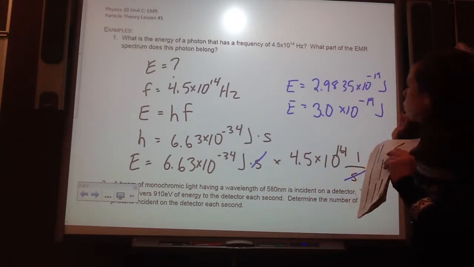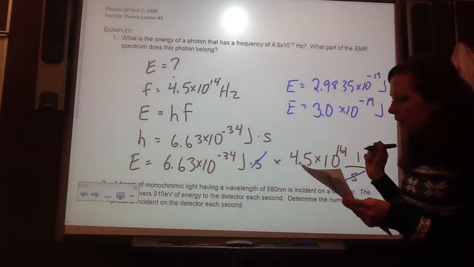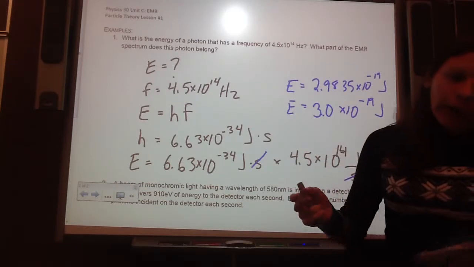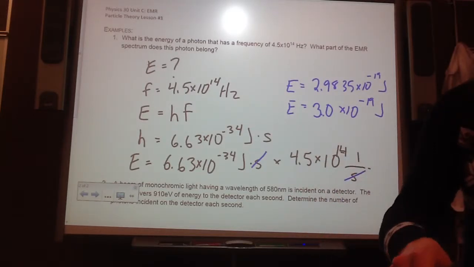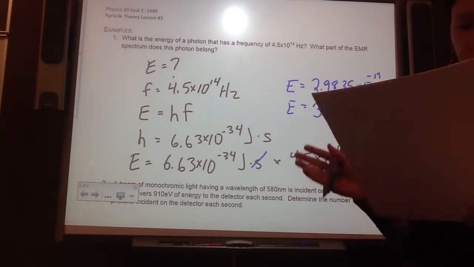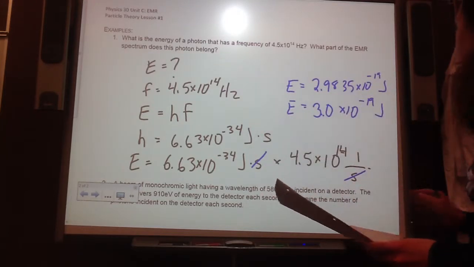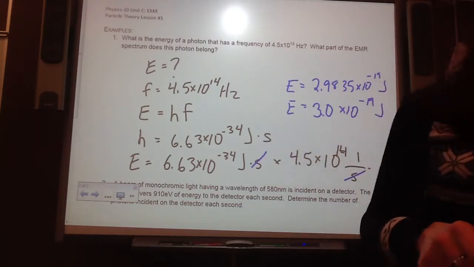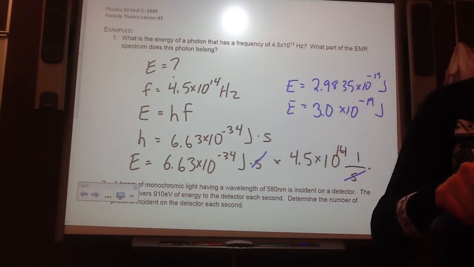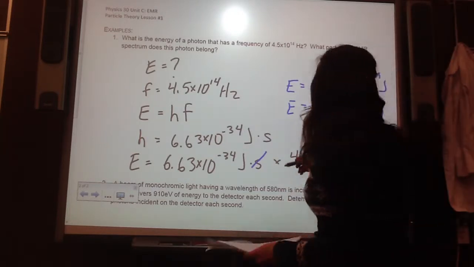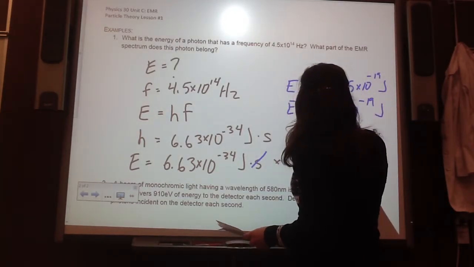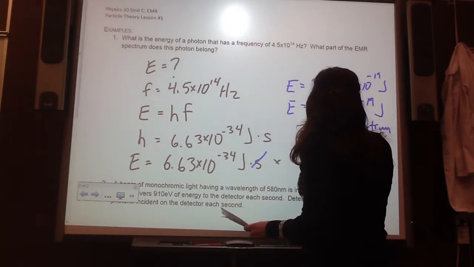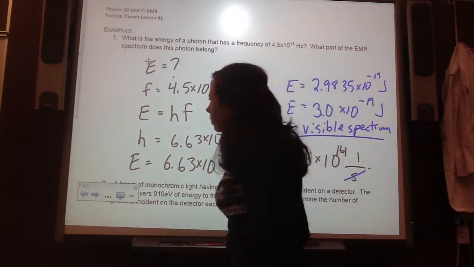Then it says, what part of EMR does this photon belong to? So you've got to think back to your spectrum and think about the joules, or the energy, of each. This type of energy, if you look at your chart, applies to the visible spectrum. So it's the energy of visible light that we can see.